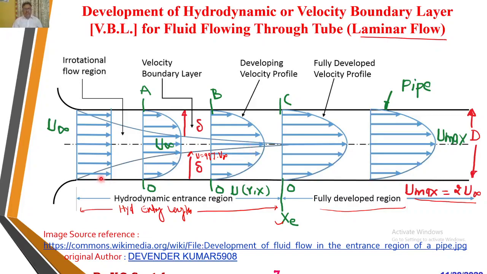So what happens actually, because of this no slip condition, velocity gradient is existing and its thickness is increasing as we move away from the entrance of the pipe. So this region in which velocity gradient is existing is called as velocity boundary layer. So in case of internal flow or flow through the pipes, velocity boundary layer formation will be taking place on both the sides and its thickness will be increasing from the entrance of the pipe as we move away from the inlet of the pipe in the x direction.